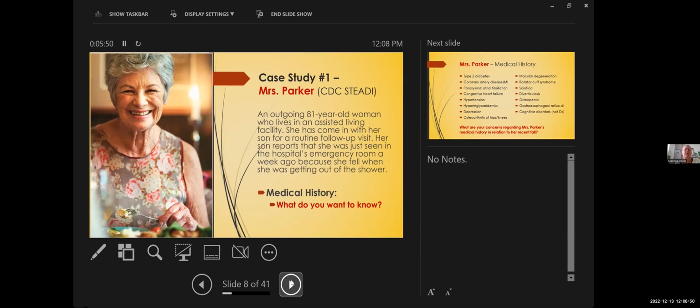Her son reports that she was seen in the hospital emergency room a week ago because she fell when she was getting out of the shower and hit her head. One of the things they're going to do on the follow-up visit is take a medical history. What do you want to know from this medical history, from the son or Mrs. Parker?